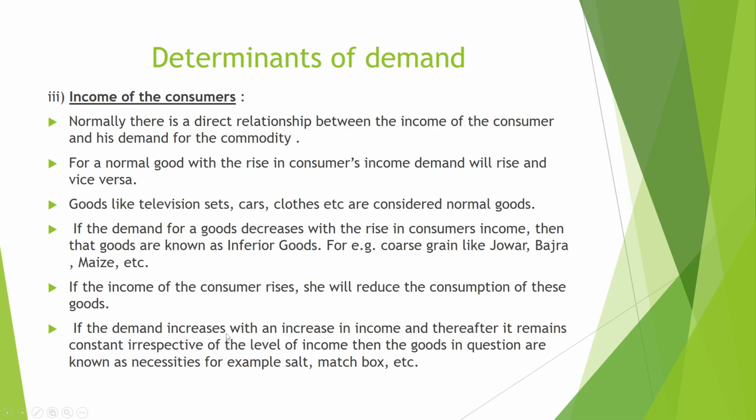If the demand increases with the increase in income and thereafter it remains constant irrespective of the level of income, then the goods in question are known as necessities. For example, salt. So with the increase in income, for some time demand increases and then it becomes constant. Matchbox etc. So these are examples of some types of goods which are related to the income of the consumer. So this is our third point.